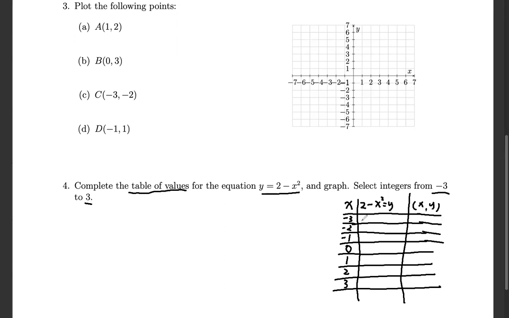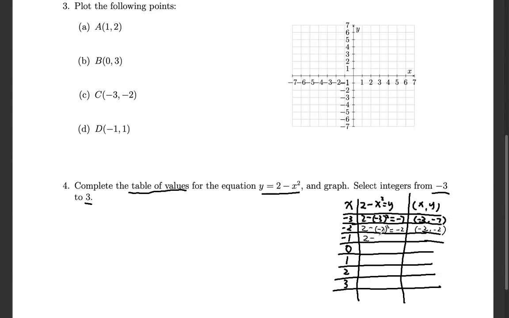So when x equals -3, we have 2 minus -3 squared. -3 squared is 9, positive 9. Then 2 minus 9, -7. So we get a point, -3, -7. Now x is -2, so 2 minus -2 squared. -2 squared is 4. 2 minus 4, -2. So we have -2, comma, -2.